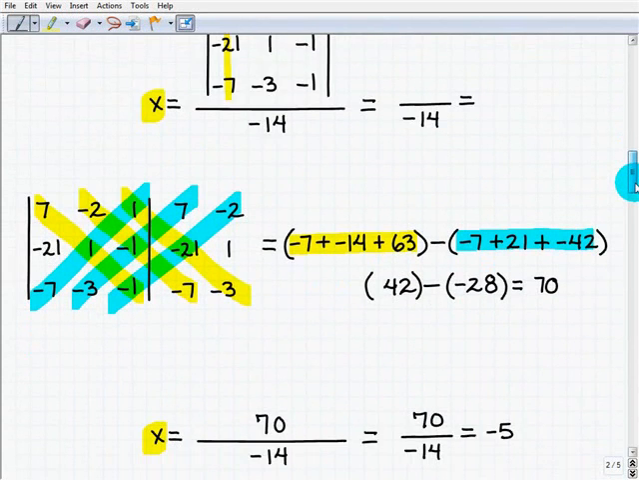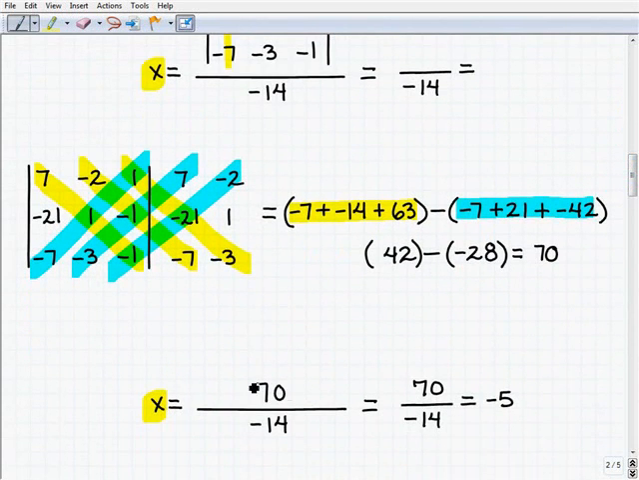All right, so we're solving for x. So that numerator determinant was a +70. Our denominator was already -14. That was our first determinant we calculated. So 70 divided by -14 is -5. So far we have x is equal to -5. All right, so hopefully you're getting the hang of this.